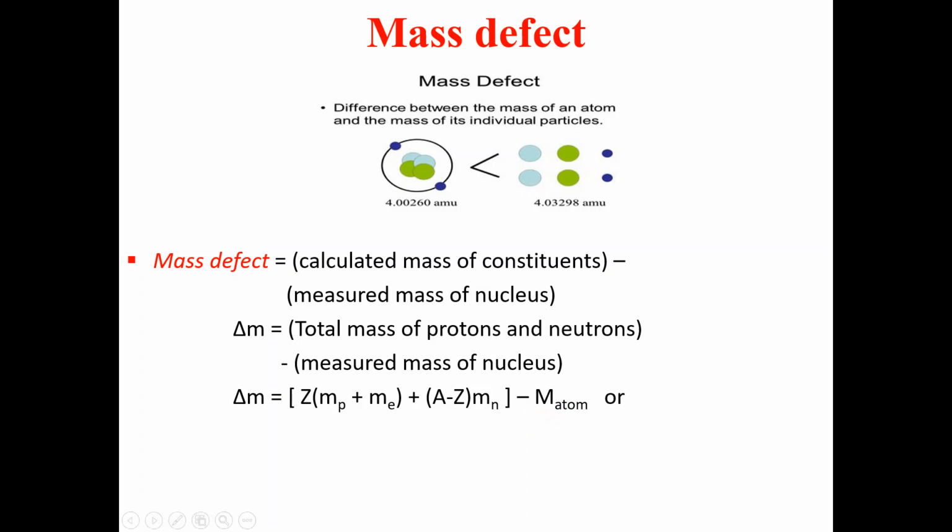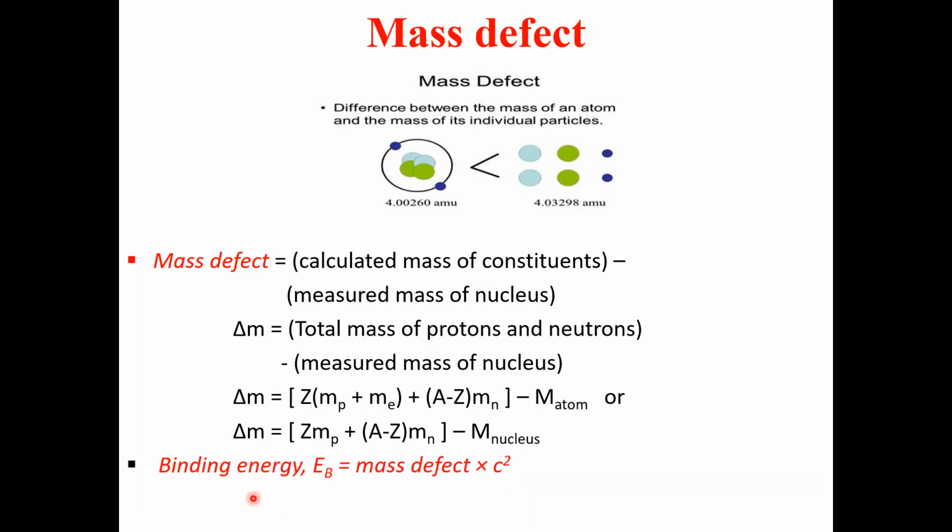Or we can write it in simpler words: the mass difference is the mass of the protons plus the mass of the neutrons minus the mass of the nucleus. Why are we writing it so? Because here we can neglect the mass of the electron, because the mass of the electron is very, very small as compared to the mass of the protons or the mass of the neutrons.